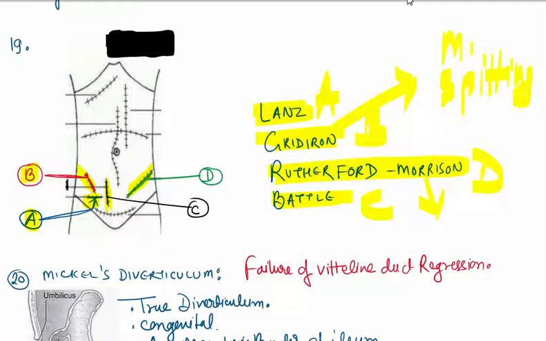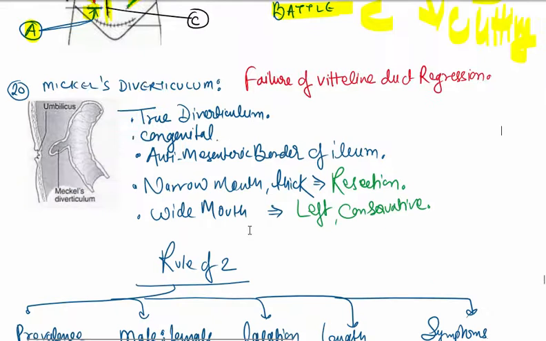So this is full wall herniation. This is Meckel's diverticulum. This is due to failure of vitelline duct regression. This is a true diverticulum because all wall layers are protruded together. It is congenital, and it is at the anti-mesenteric border of the ileum.